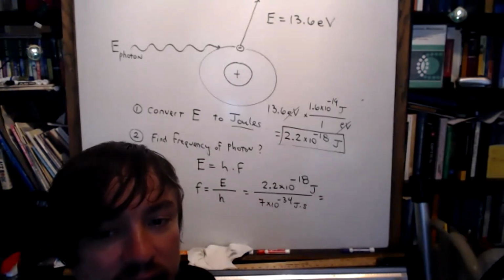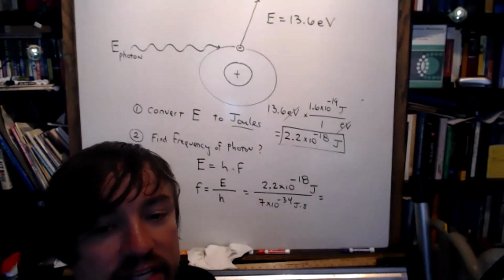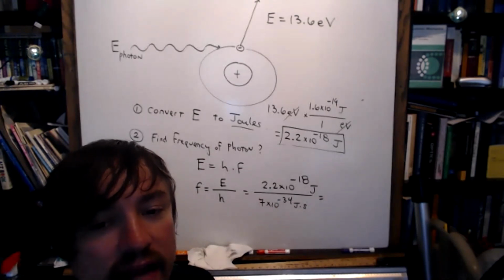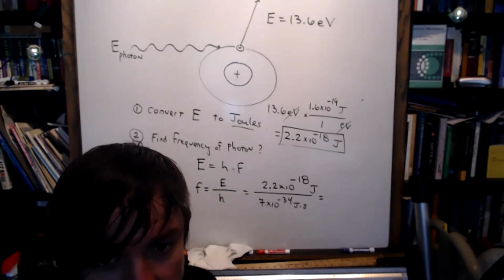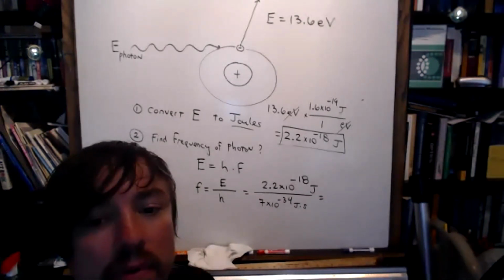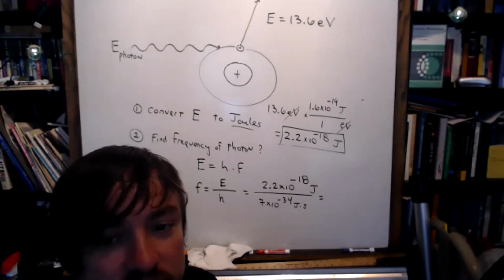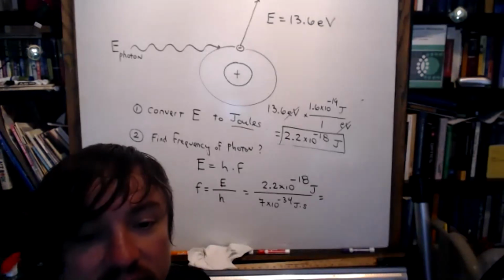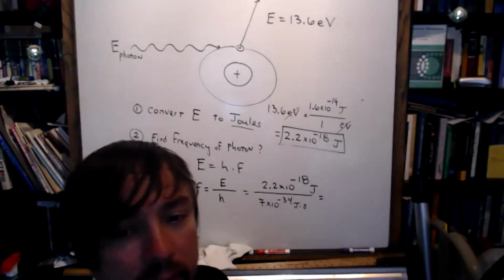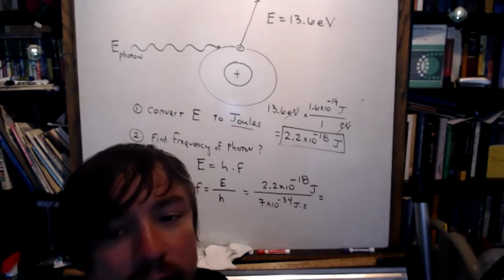Devin, I like your number. I don't like your units. Actually, I don't even like your number. I like neither your number nor your units. Try it again, Devin. Plug it again. Arunsak, what did you get?